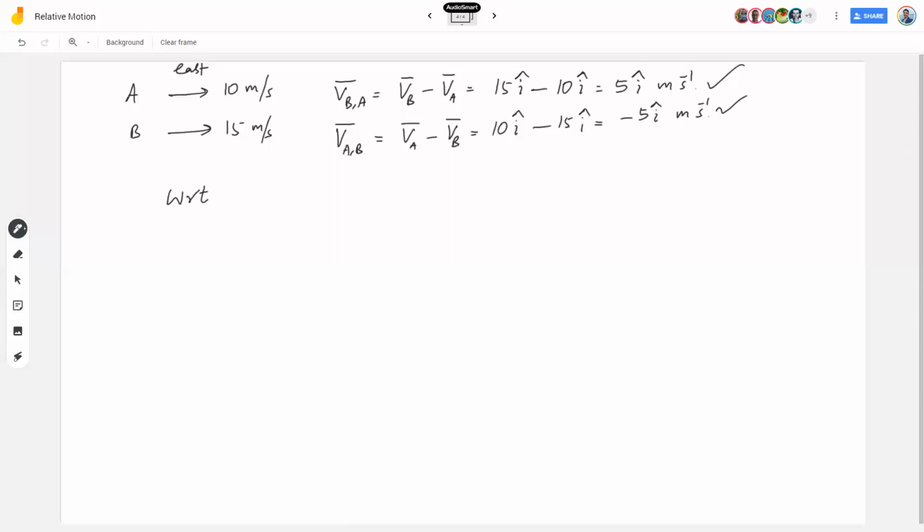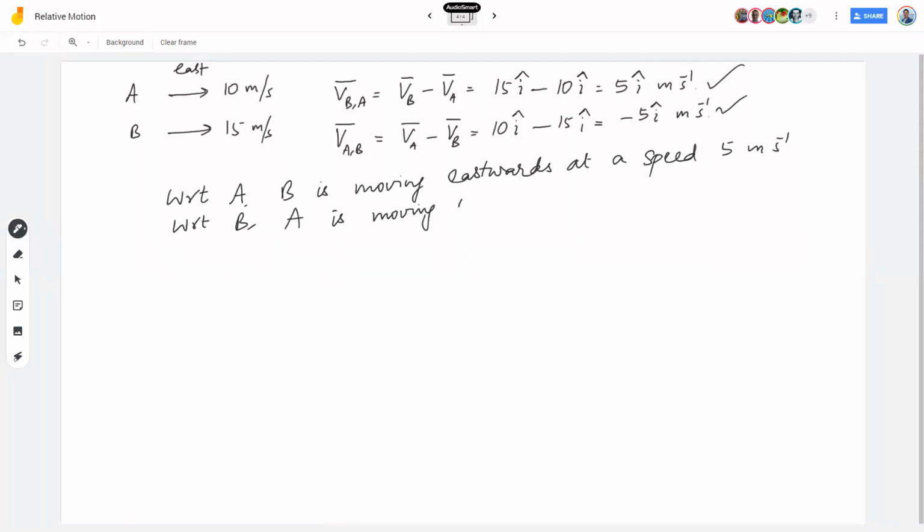With respect to A, B is moving eastwards at a speed of 5 meters per second. With respect to B, A is moving westwards at a speed of 5 meters per second.